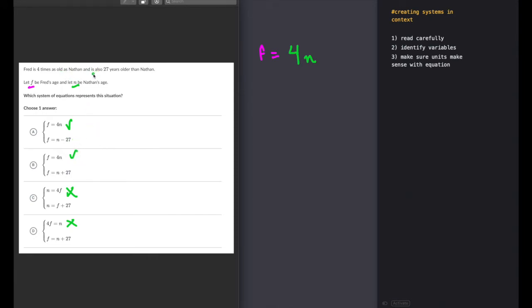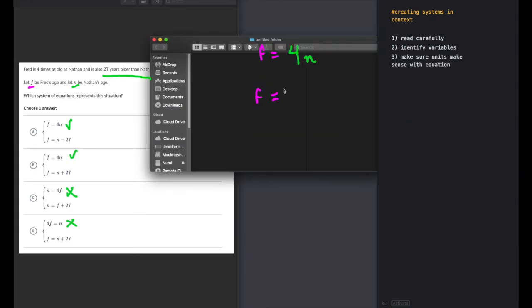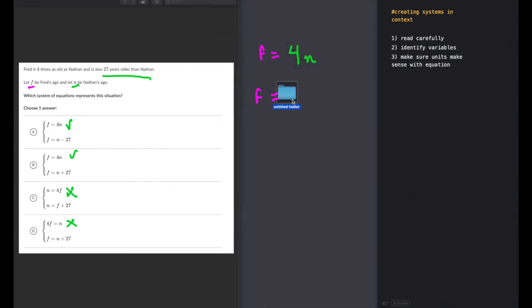And that has to do with the second part. So we also say Fred is 27 years older than Nathan. Another way of saying that is I could say that Fred's age is 27 years older than Nathan's age. Excuse me, guys, I accidentally created an empty folder. All right. And so we have Nathan's age here. And the question is, should this be plus 27, like we have down here, or should it be minus 27, like we have over here?